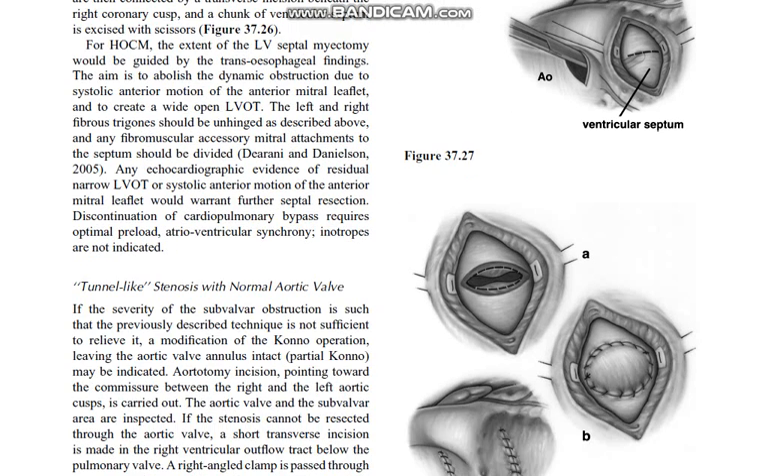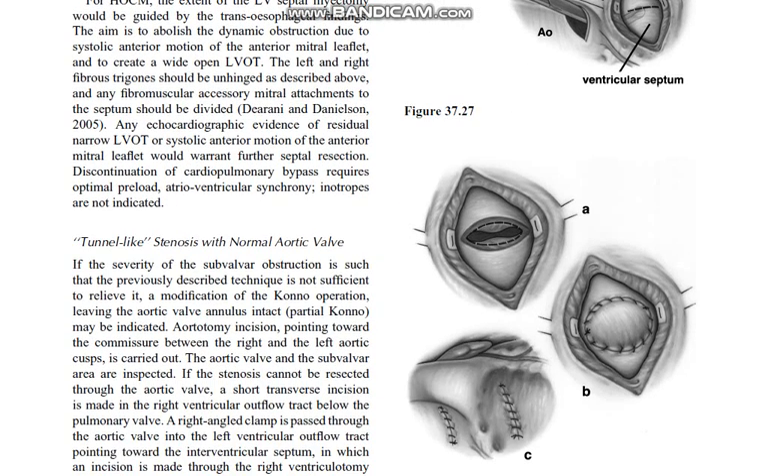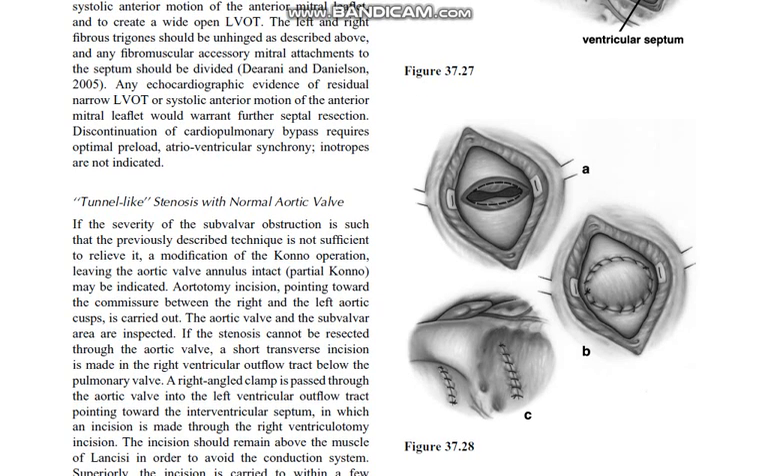Tunnel-like stenosis with normal aortic valve. If the severity of the subvalvular obstruction is such that the previously described technique is not sufficient to relieve it, a modification of the Konno operation, leaving the aortic valve annulus intact, partial Konno, may be indicated. Aortotomy incision pointing toward the commissure between the right and the left aortic cusps is carried out. The aortic valve and the subvalvular area are inspected.